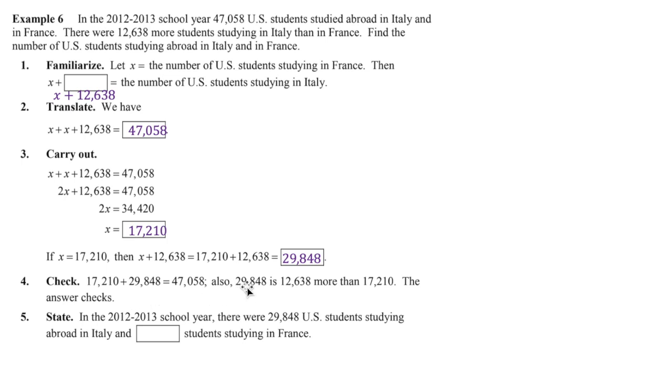If we add all of them together, we see that it equals the total amount of students, so we double checked our work. And finally, we can say that there were 17,210 students studying in France and 29,848 studying in Italy.